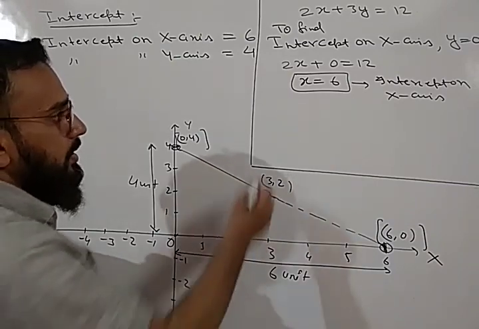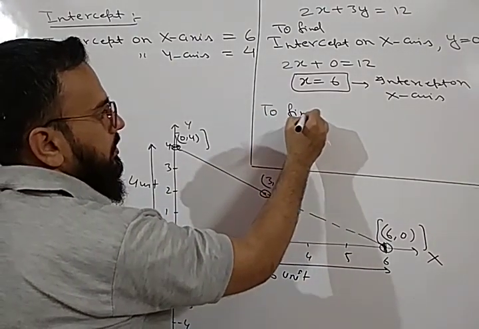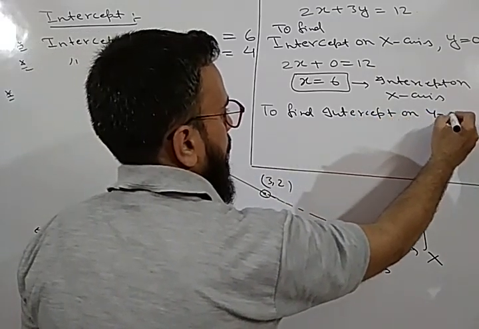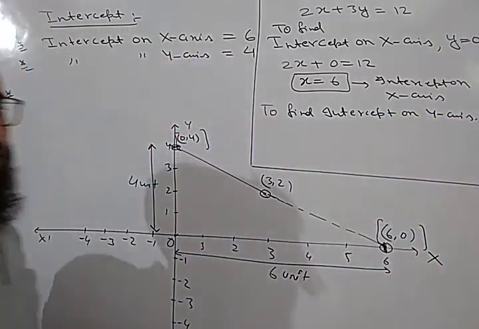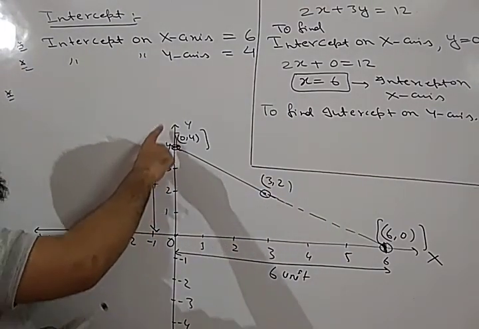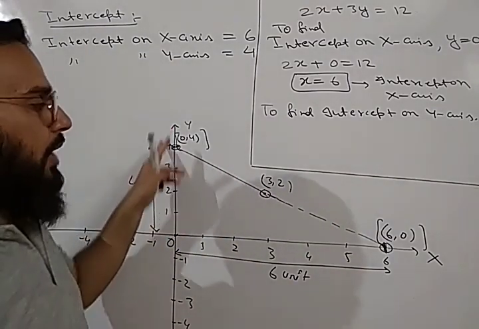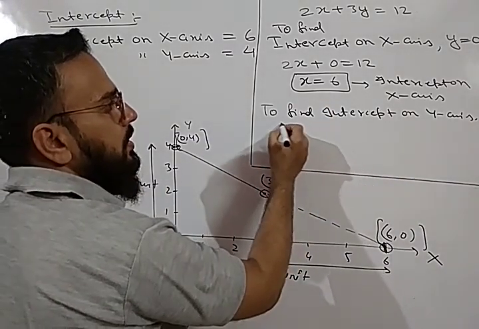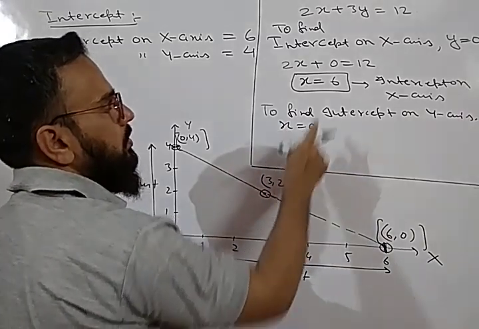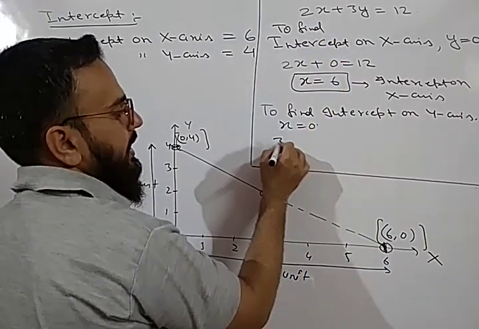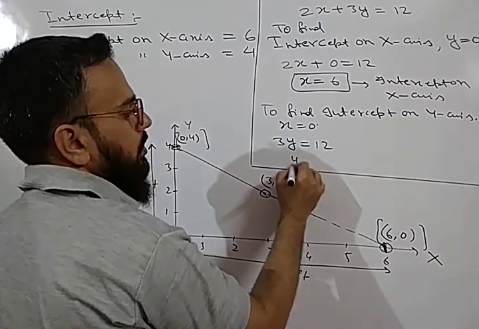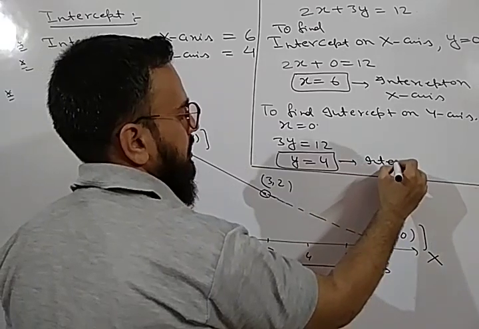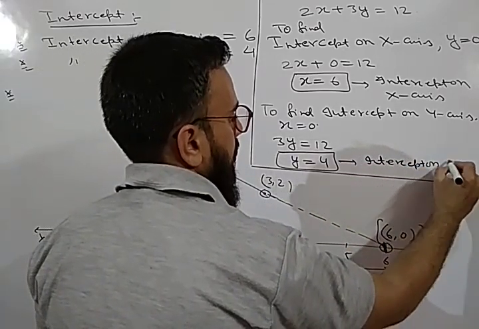Okay. Similarly, to find the intercept on the y-axis. As we know, on the y-axis, what is the value of x? On the y-axis, the x coordinate is always 0. So to find the intercept on the y-axis, we will put x equal to 0. By putting x equal to 0, we will get 3y equals 12, or y will be equal to 4. This y will be the intercept. This is the intercept on the y-axis.